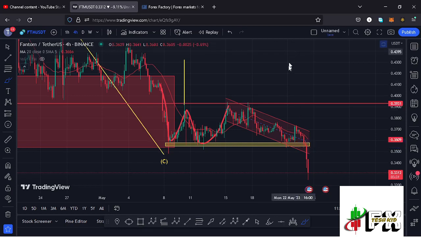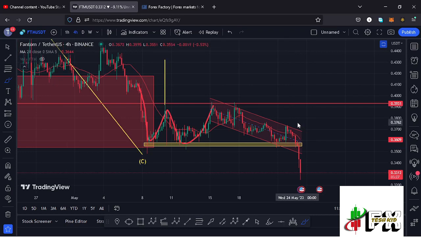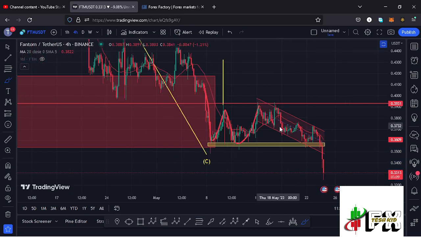We have also seen a breakout out of a chart pattern that we had been trading within, which is this descending channel, which has now given us a massive breakout to the lower side, giving us a low at around the $0.3249 mark.